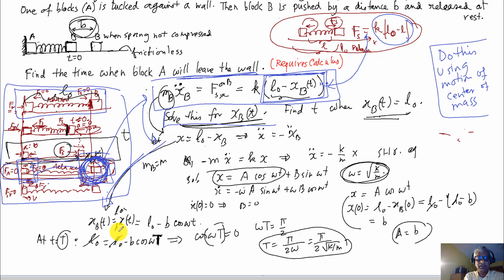It's not that difficult to solve the math problem, but actually understanding this and coming up with the equation of motion for B, and identifying that that's where the solution for what happens to block A lies, is the critical step. Okay, I'll see you in another video.